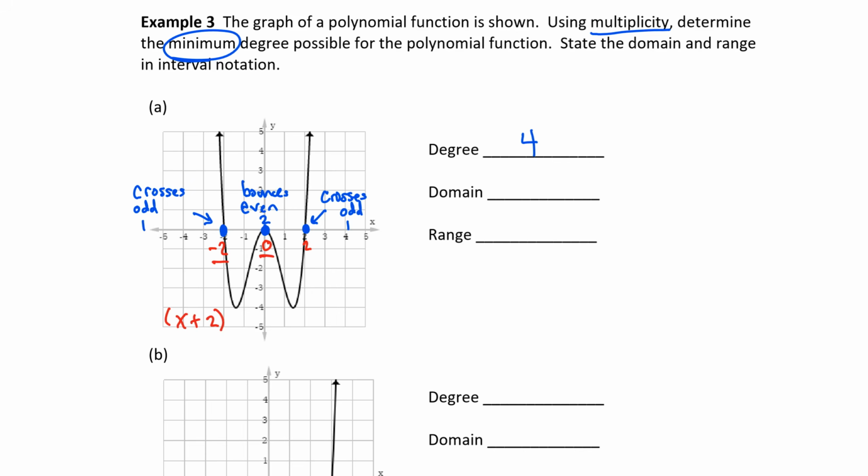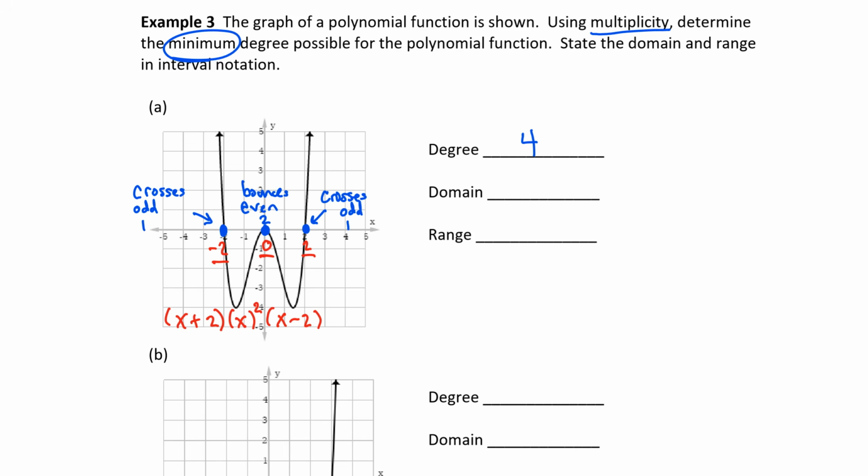If the 0 is 0, it came from the factor x minus 0, or just x. But in this case, it has to have even multiplicity, or an exponent of 2. The last 0 here is 2, so it must have come from a factor x minus 2, with a minimum exponent of 1. So just by looking at the graph, we can begin to even formulate the equation of that function.